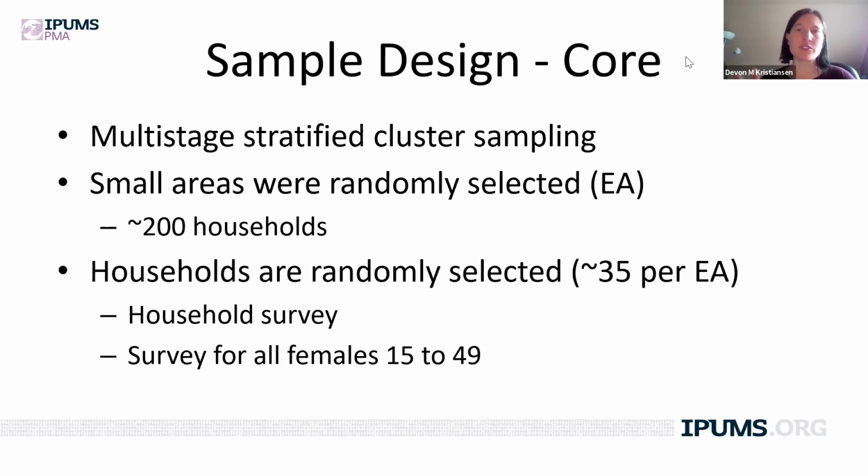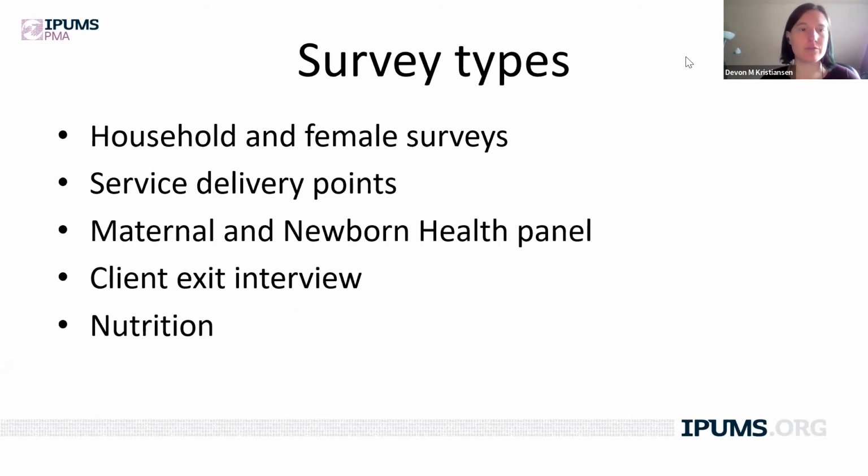They were given a household survey to get a roster of everyone in the household. And then there was a follow-up survey for all women between the ages of 15 to 49. So in addition to these household and female surveys, PMA also collects surveys of service delivery points, such as hospitals, pharmacies, and these facilities are within the same small areas as the sampled households at around the same time. So those data can be linked together.